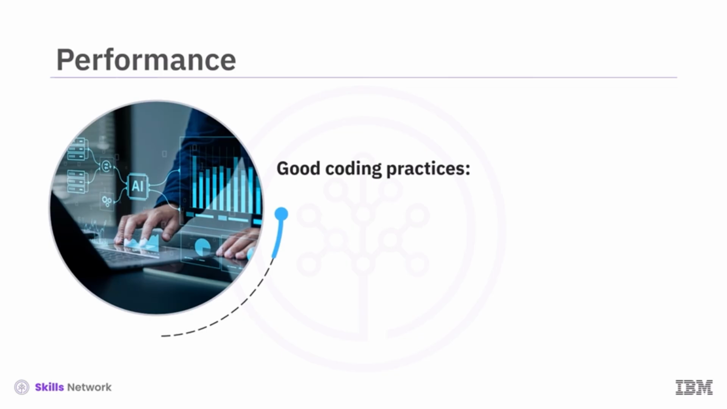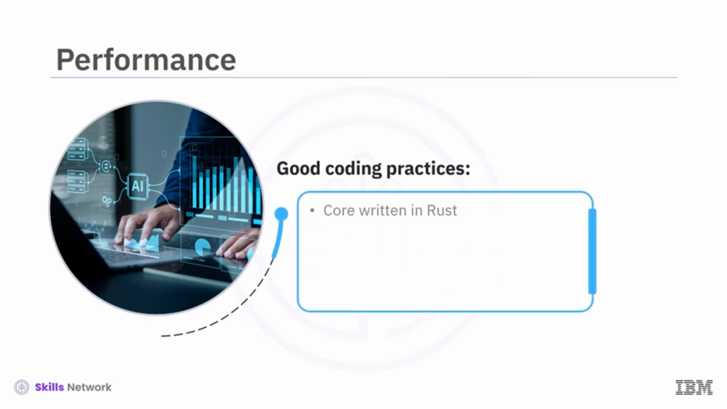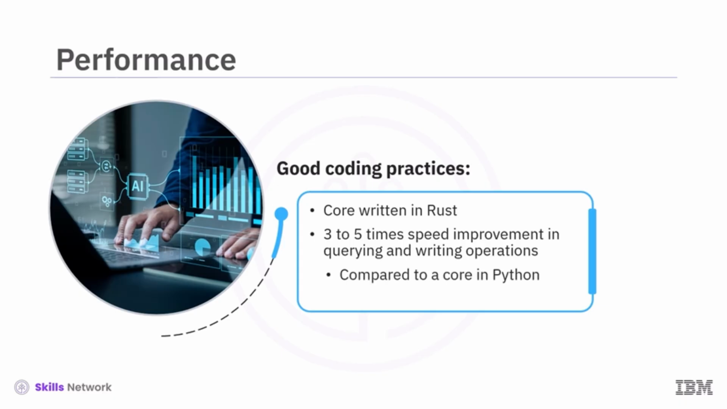ChromaDB also offers good coding practices. The core of ChromaDB was written in Rust, which allows for 3 to 5 times speed improvements in querying and writing operations when compared to a core written in Python.